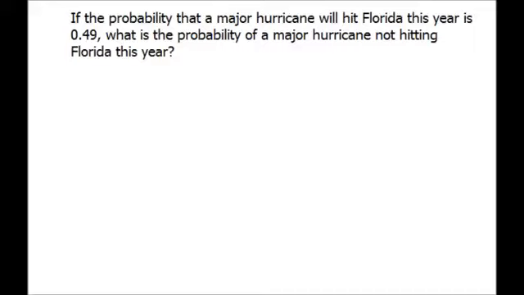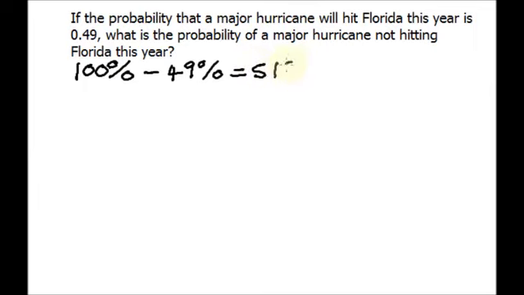If the probability a major hurricane will hit Florida this year is 0.49, then what's the probability a major hurricane does not hit Florida this year? We take 100% and you subtract the given probability. This is given as a decimal, it's 0.49. I'm going to change that to a percentage, 49%.